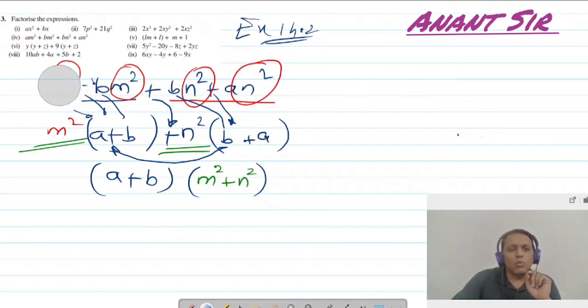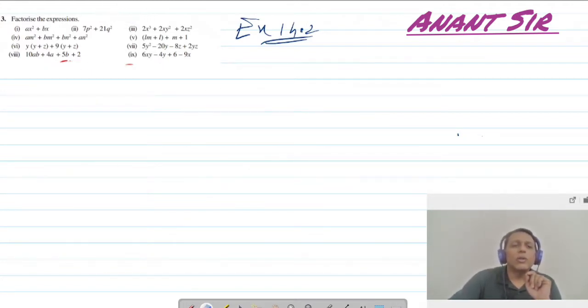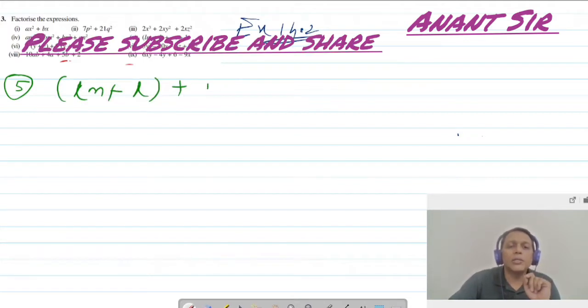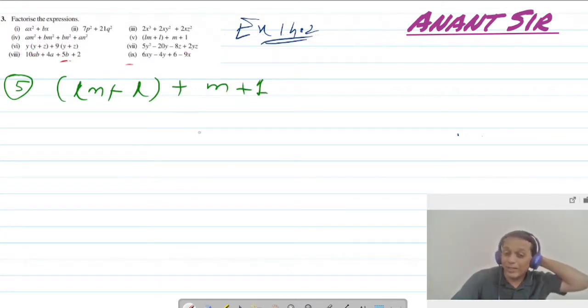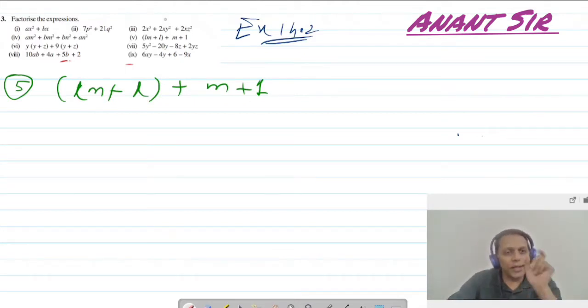So let's move on to solve the next question. So we move on to question number 5 now. Okay, so we have moved to question 5. lm plus l plus m plus 1. Again there is a problem between l and 1, so try to understand the difference between l and 1. Okay. So friends, now a very common mistake again which the students make.